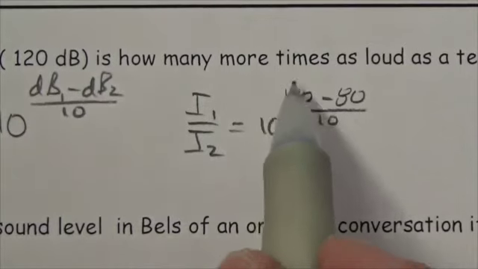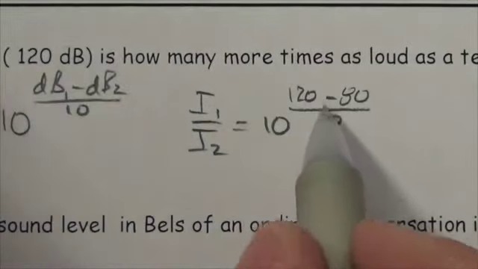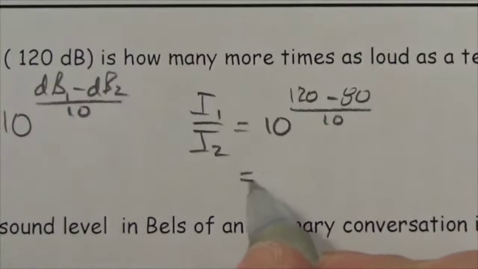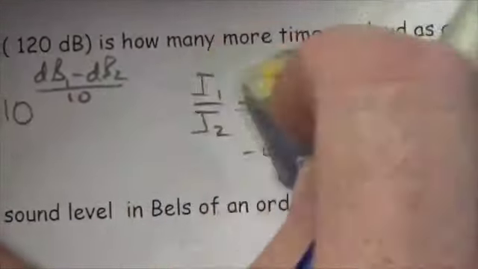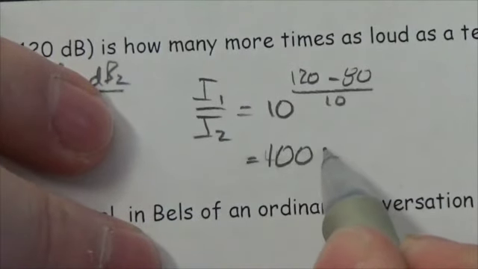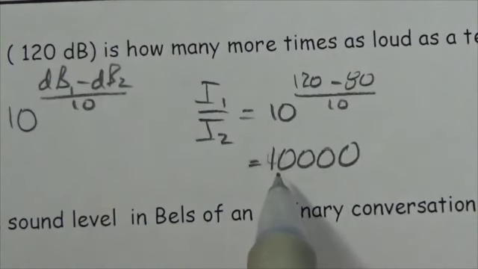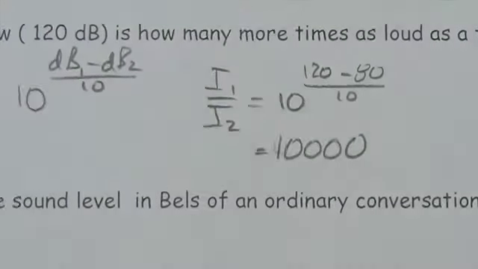Actually, this isn't all that hard to do because 120 minus 80 is 40, divided by 10 is 4. So this is 10 to the 4. Now, 10 to the 4 does not start with a 4; I was going to put the right number of zeros there. So there we go. The one sound is going to be 10,000 times louder than the other one. The power saw is 10,000 times louder than the telephone.